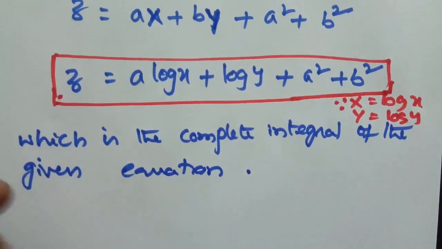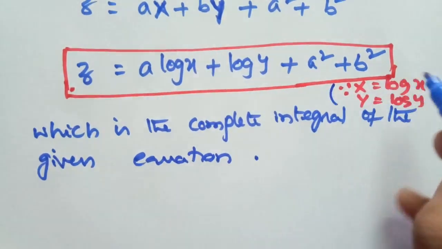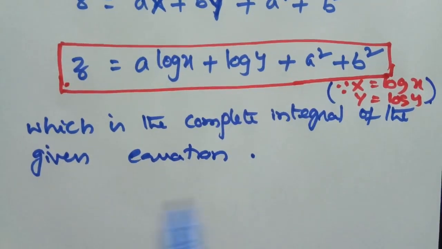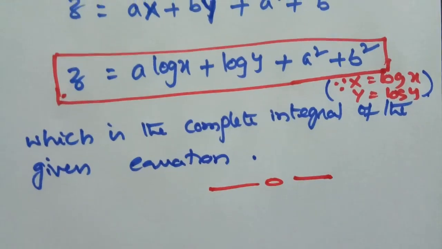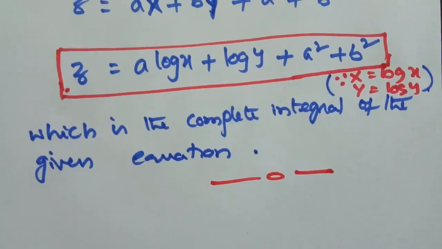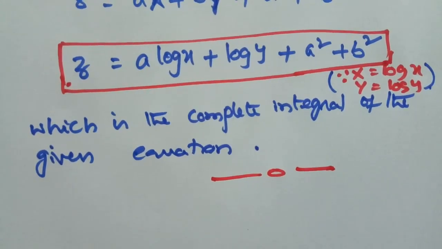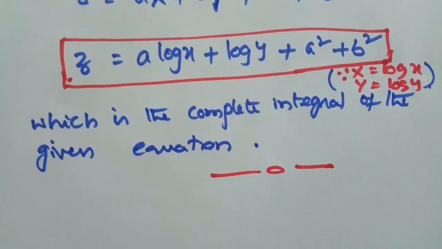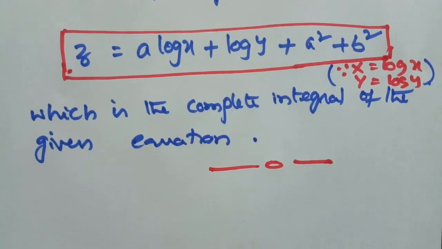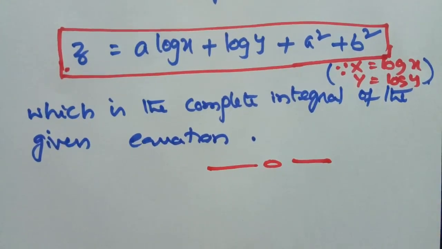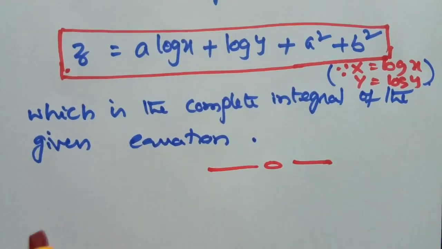Which is the complete integral of the given equation, as it contains two arbitrary constants a and b, and two independent variables x and y. This is the problem to reduce to type 2, that is Clairaut's form. One more problem, problem number 2.